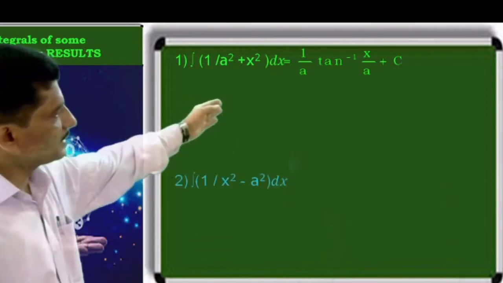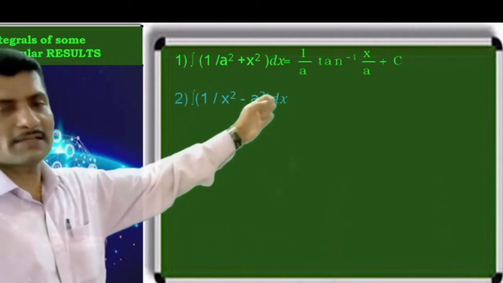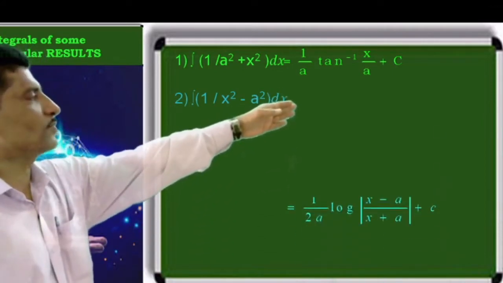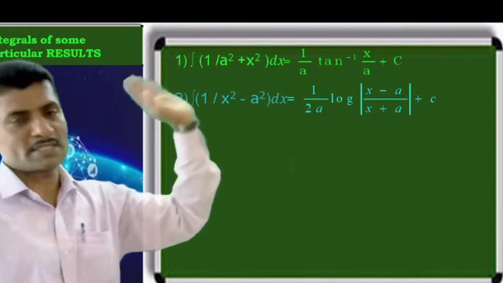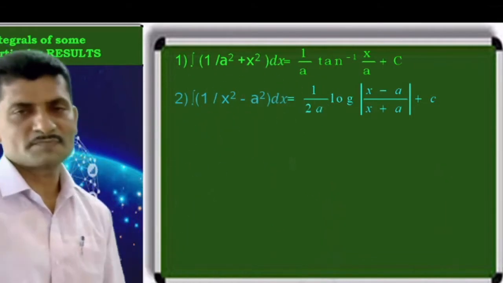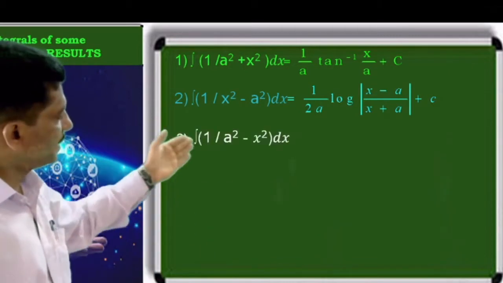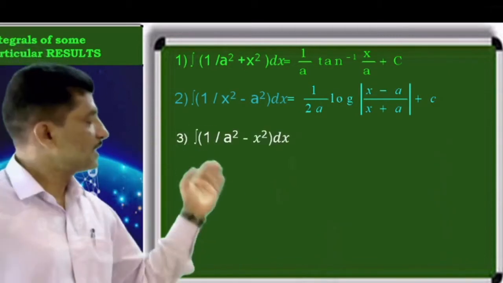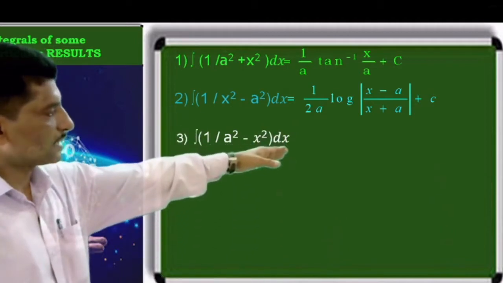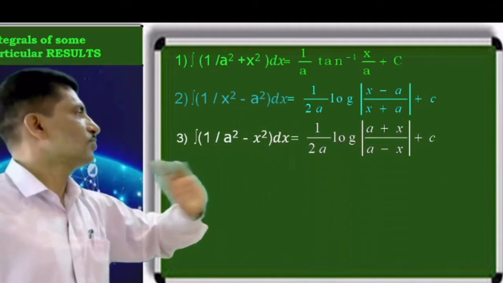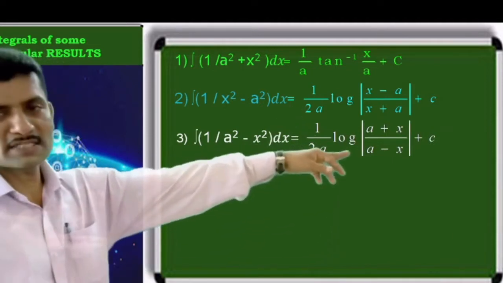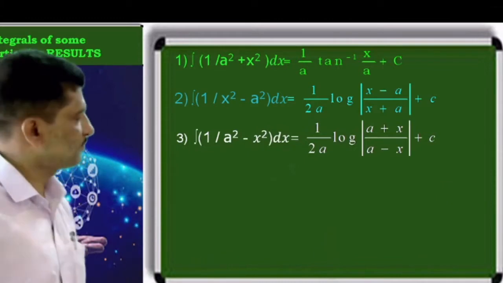The second one is the integral of 1 divided by x square minus a square into dx. You know that this result is equal to 1 by 2a into log of modulus of x minus a divided by x plus a plus integral constant. Third result, integral of 1 divided by a square minus x square into dx, is equal to 1 divided by 2a into log of modulus of a plus x divided by a minus x plus integral constant.